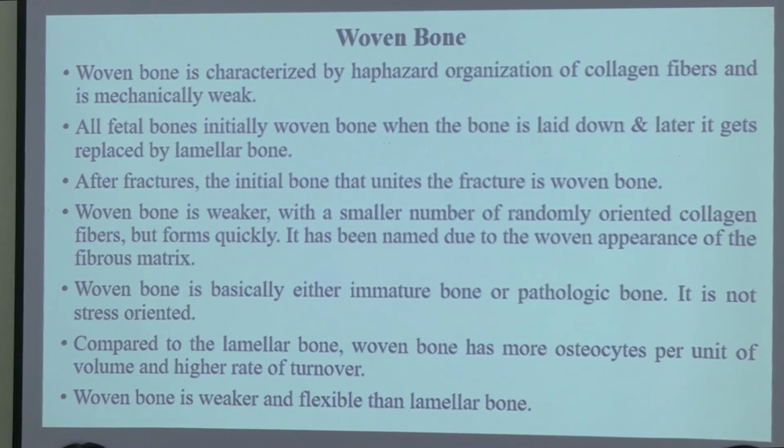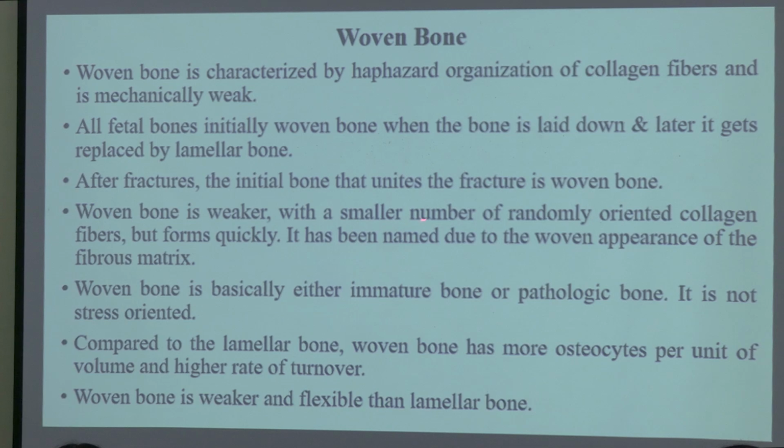So woven bone has a haphazard organization of the collagen fibers. For that reason they are mechanically weak. All the fetal bones are examples of woven bone. Then after fractures, the initial bones which are formed are also woven bone. These are weaker, with a small number of randomly arranged collagen fibers. They form very quickly. Woven bones are basically either immature or pathologic bone. Compared to lamellar bone, woven bone has many more osteocytes per unit area, as I have mentioned. More osteocytes are there. Woven bone is weaker and more flexible than lamellar bone.